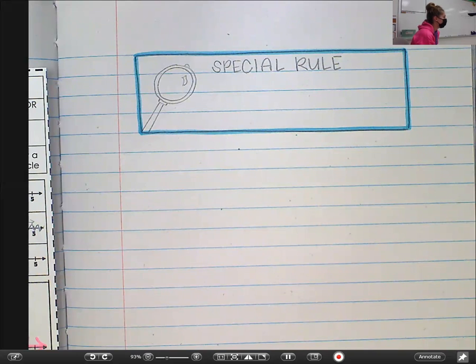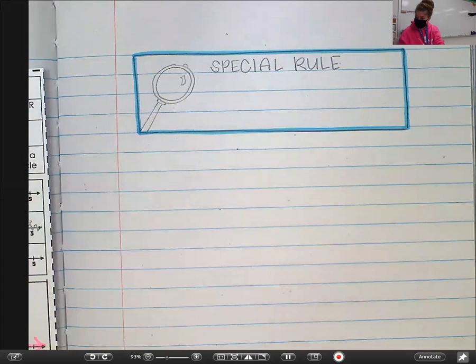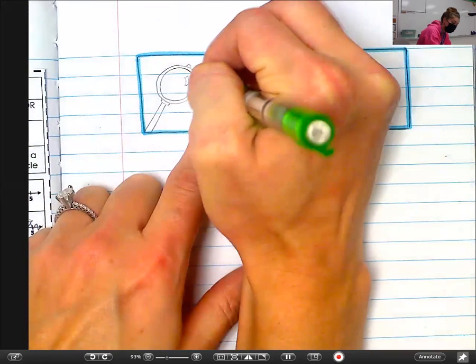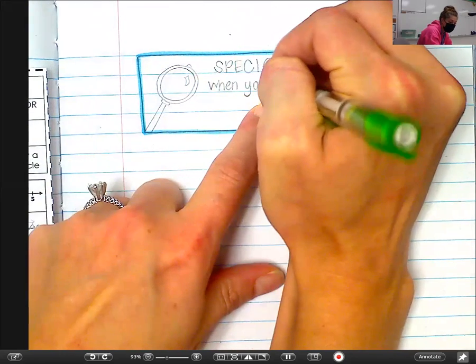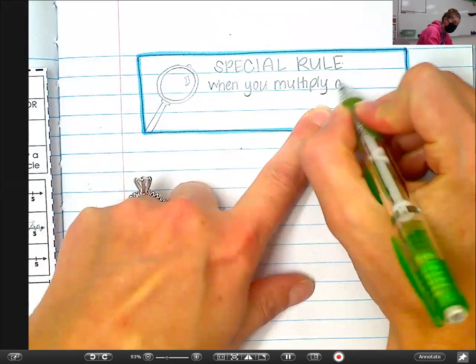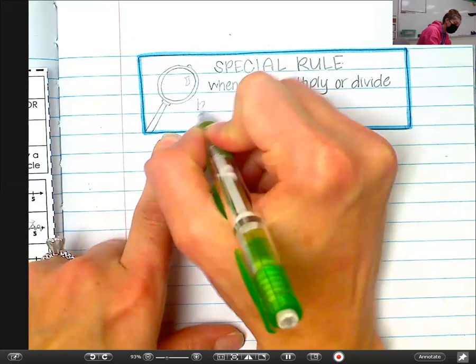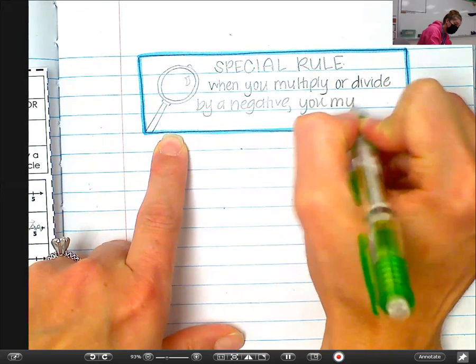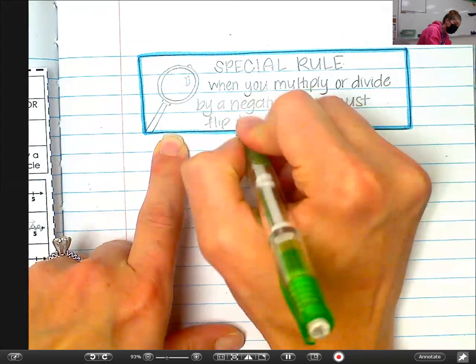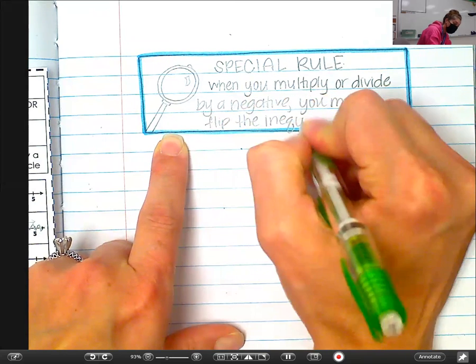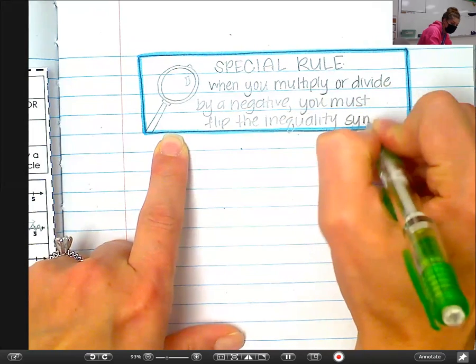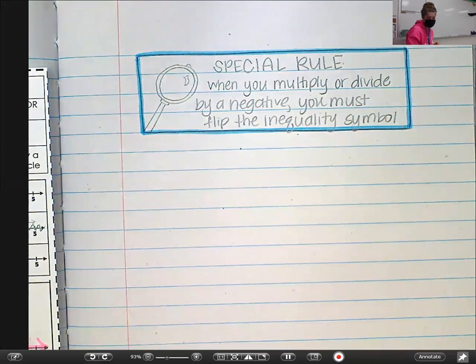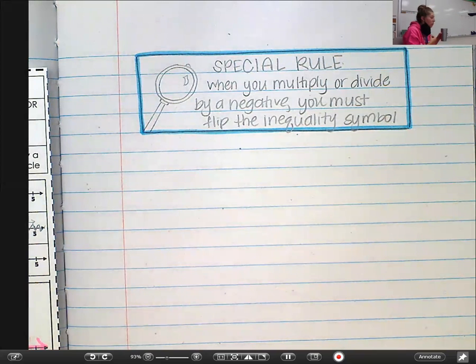Okay, so write this down. When you multiply or divide by a negative, you must flip the inequality symbol.